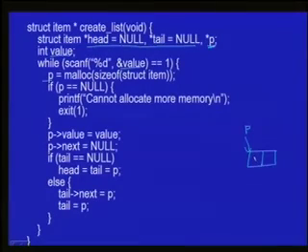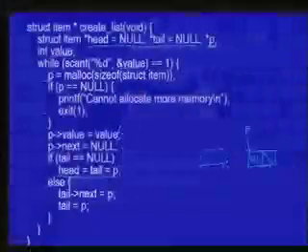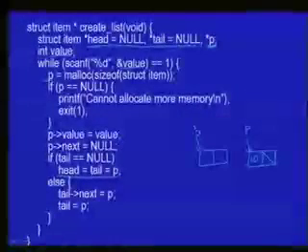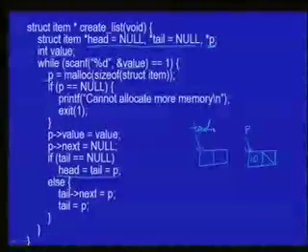The value field is set to whatever value we read, let's say 10. The next field is set to null, and now there are two cases. If tail is null, that means that this is going to be the first element in the list, and so head and tail are both set to P, because this is the first as well as the last element of the list. Now if tail is not null, then tail is pointing to an existing last element of the list.